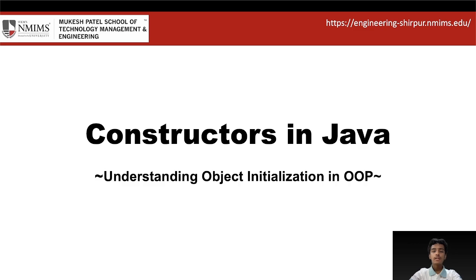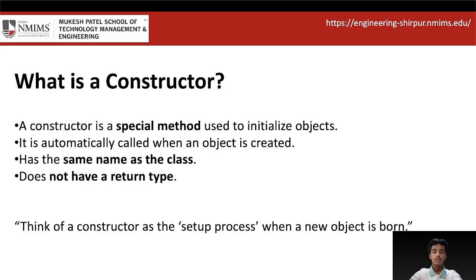Constructors play a key role in how objects are created and initialized. Let's begin by understanding what exactly a constructor is. A constructor is a special method in Java that is used to initialize an object. Whenever we create an object of a class, the constructor is automatically invoked. One important thing to remember is that the constructor has the same name as the class and it does not have any return type, not even void.